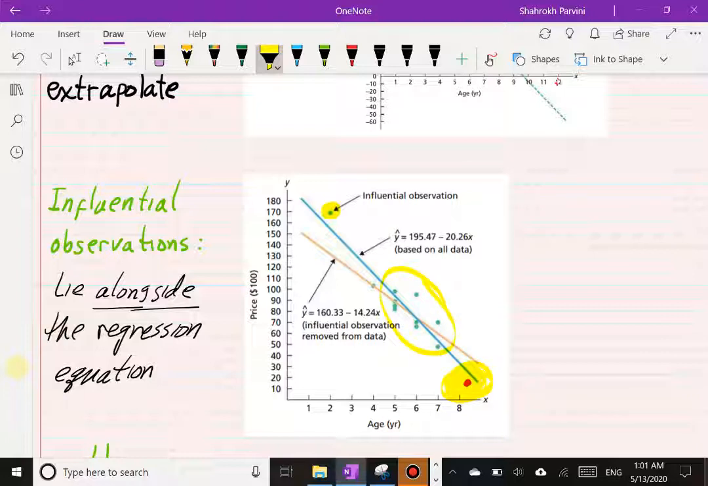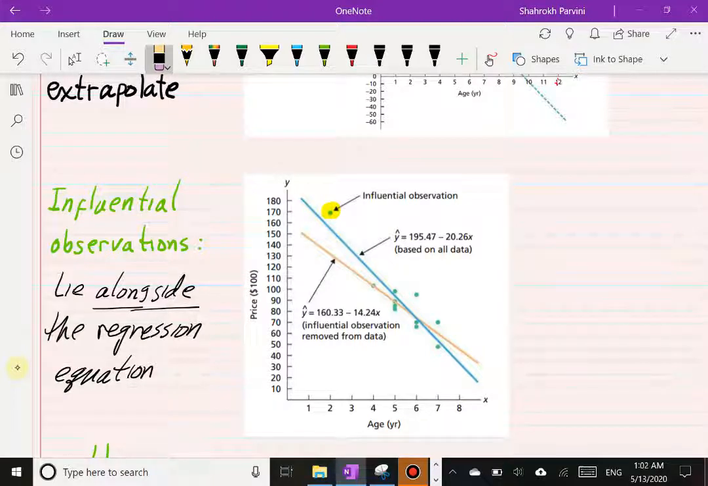You can have more than one influential observation. So I could have, let's say, one up here. That's almost a brand new Orion, a brand new car. So these influential observations, again, are away from the bunch, the majority of data points, and they go right along the regression line. Now, what do they exactly influence? What they influence is the slope of the regression equation.